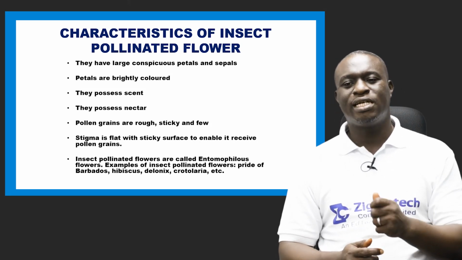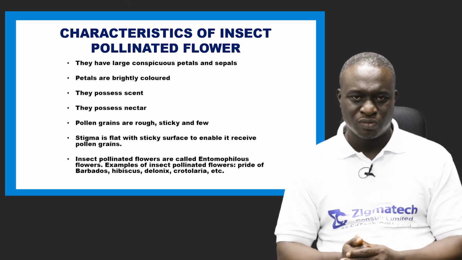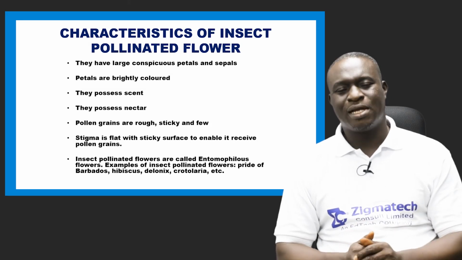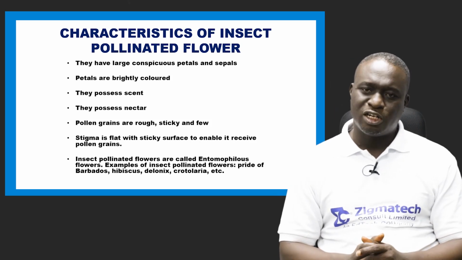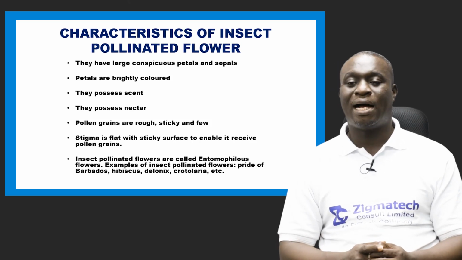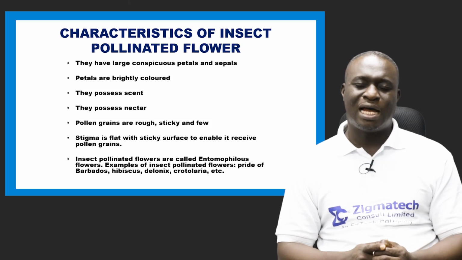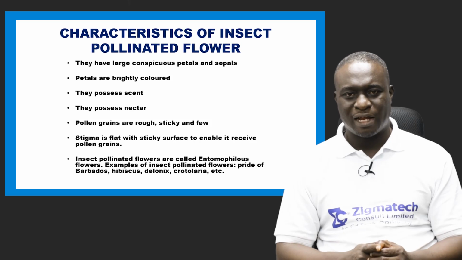Now, insect-pollinated flowers are called entomophilous flowers. Some examples of insect-pollinated flowers include the Pride of Barbados, the hibiscus flower, Delonix, the Crotalaria, and so many other types of insect-pollinated flowers.